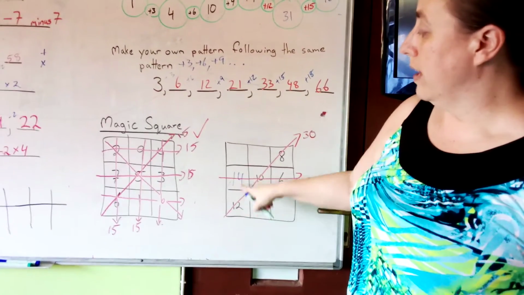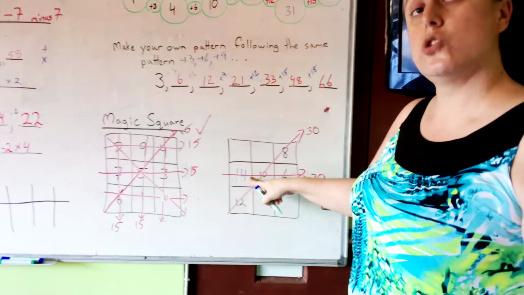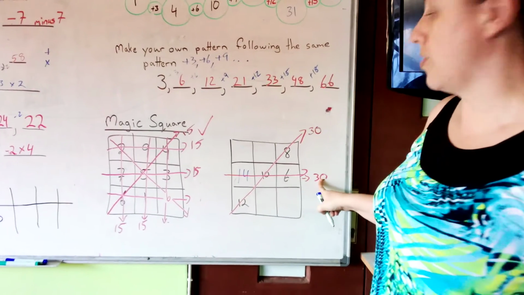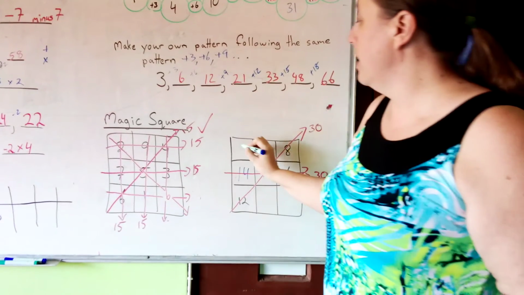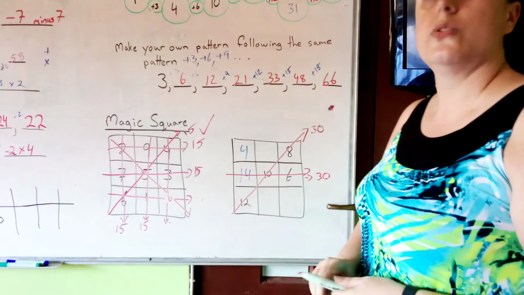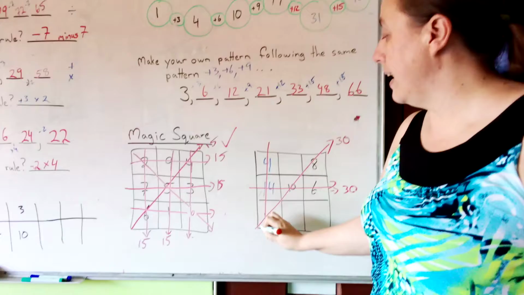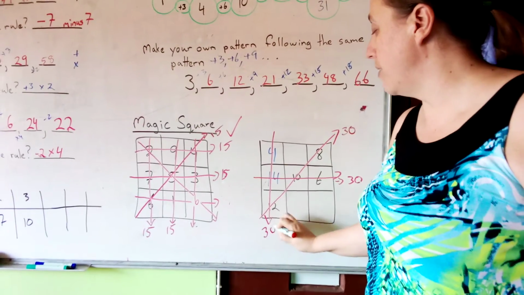So 12 plus 14 is 26. I want to get to 30. That's my goal. Well, that's a 4. 26 plus 4 equals 30. And now when I do this, I've got 30.